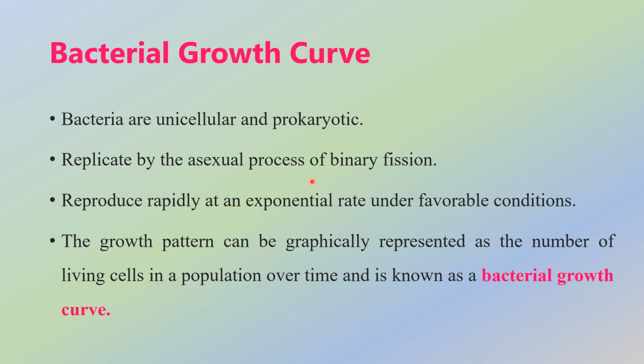Exponential manner means one cell divides into 2 cells, 4 cells, and 8, 16, 32, 64 and so on. When bacteria are growing on a medium, the predictable pattern of growth that can be graphically represented as the number of living cells over the period of growth is called the bacterial growth curve.